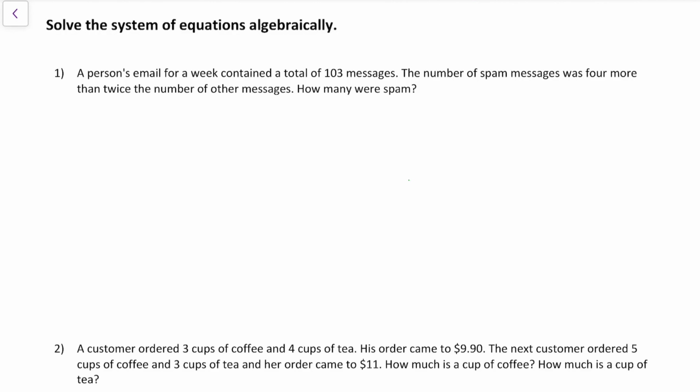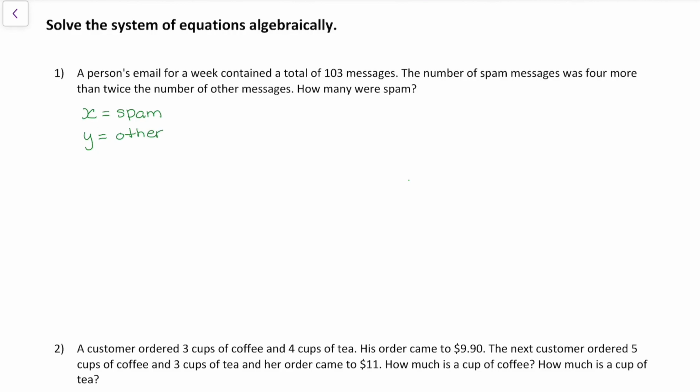So, a person's email for a week contained a total of 103 messages. The number of spam messages was 4 more than twice the number of other messages. How many were spam? So the first thing we want to do is determine what our x and y are going to represent. What are the 2 things that we're comparing? We're comparing spam messages and other messages. So let x equal spam and y equal other.